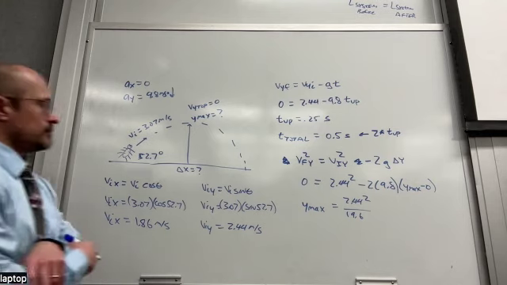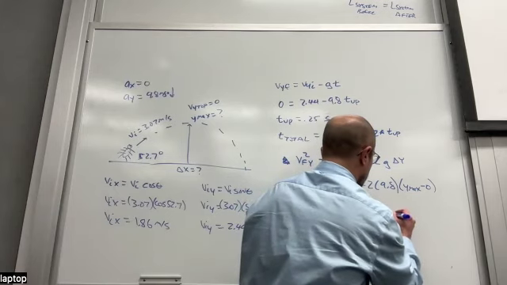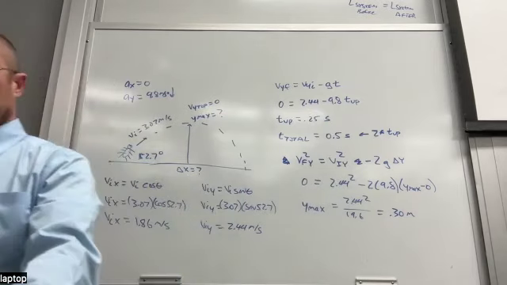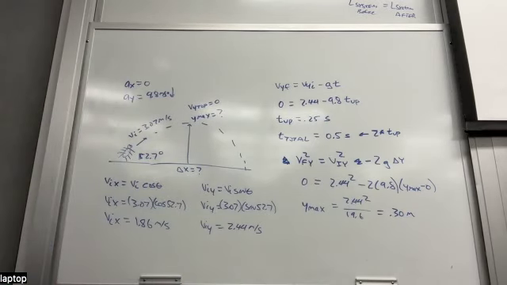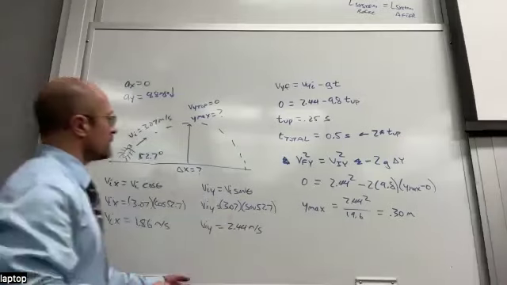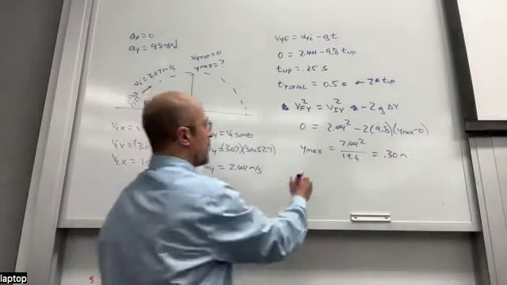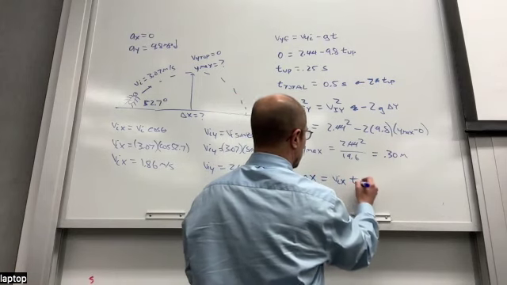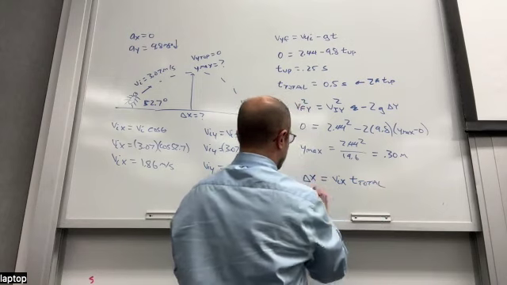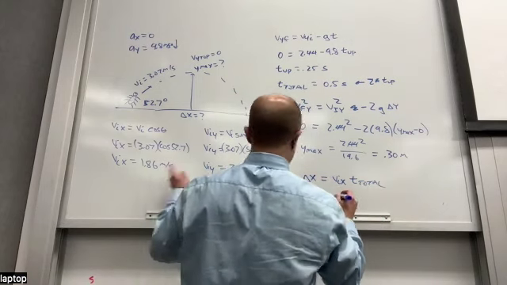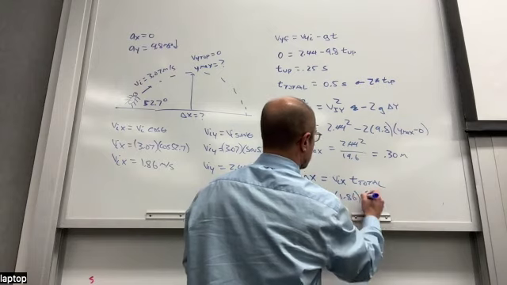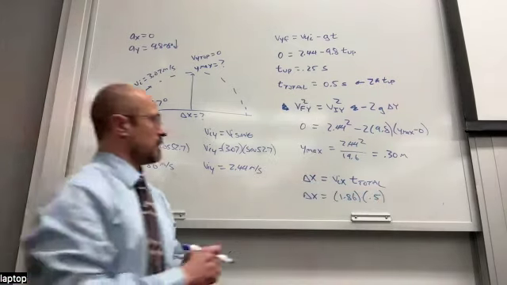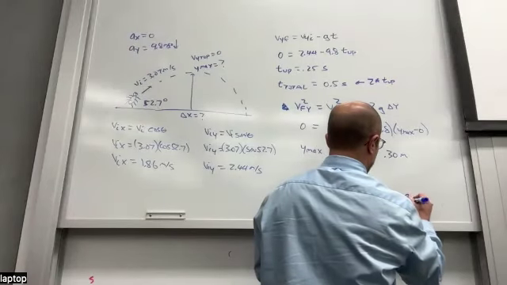0.30. Okay. Then we find the horizontal distance, delta x. All we have to remember is that delta x equals Vix times t total. So delta x is equal to 1.86 times 0.5, which is 0.93.